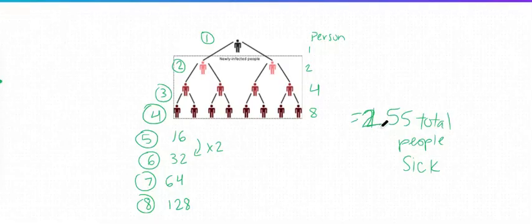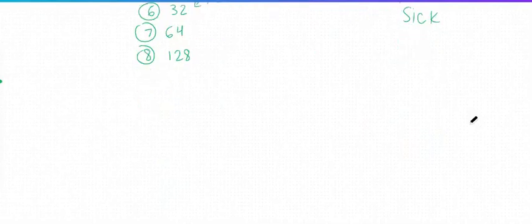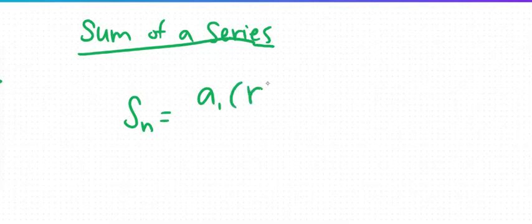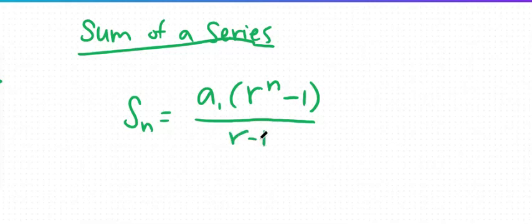So what I'm looking at is my total, and I added up all those people that are getting sick each time. Now, there's an easier way, rather than just writing out the addition, to find out how many total people. We have an equation for the sum of a series. It says S sub n is equal to a sub 1 times r to the n minus 1, over r minus 1. Notice how my minus 1 is not being subtracted from the n. The n is the only thing in the exponent.